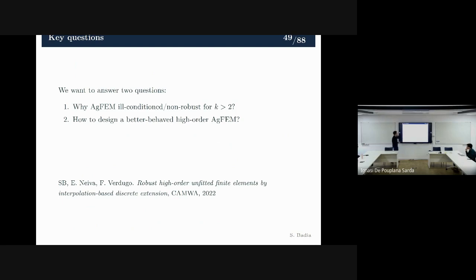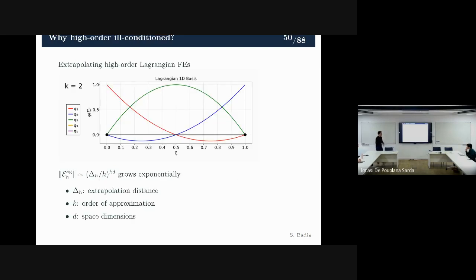First, what's the reason? I already told you more or less what the problem is, and how to design a better behaved high-order scheme, a high-order discrete extension operator. So far, we have been using all the time a Lagrangian basis, and what we can prove is that the modulus of this discrete extension operator goes with something like this. This tells me how many element sizes I am extrapolating the values when I have cut cells. This is a measure of the extrapolation distance raised to k, which is the order of approximation, first, second, third order finite elements, and the dimension of our problem, the space dimension. So you can expect to have a problem here, and it's going to be much worse when k increases, right? Because it's the exponent.